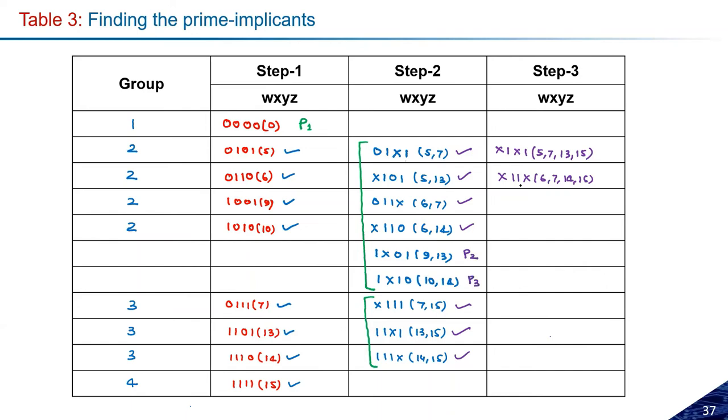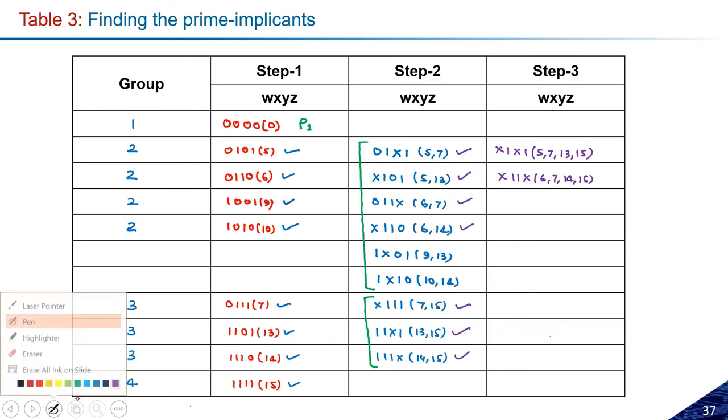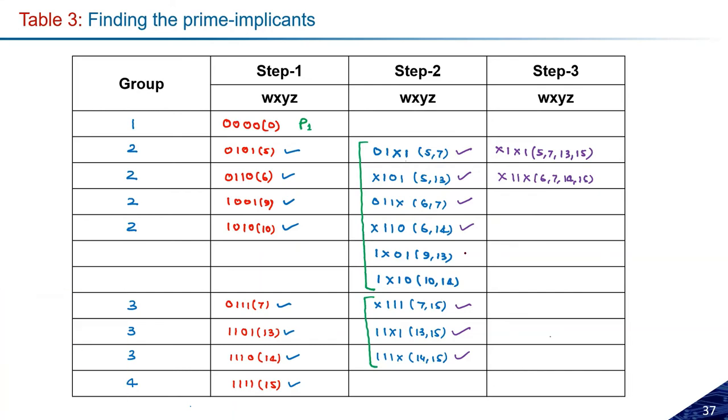Okay, now because the next group is not possible, all these have two number of ones, so there is no next group like this. The rest, whatever is left, will become the prime implicant. Yeah, let me change the color so that we can easily identify. So this is prime implicant 2, this is prime implicant 3, this becomes the prime implicant 4, and this becomes the prime implicant 5. Is there any doubt in this slide?